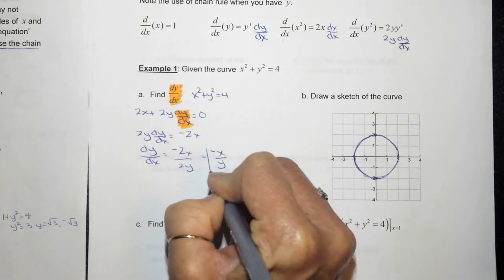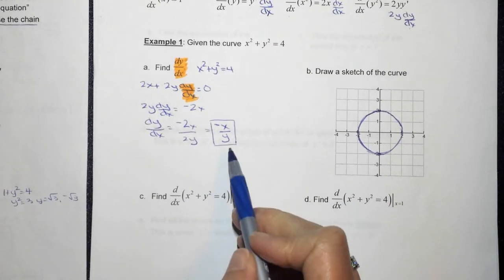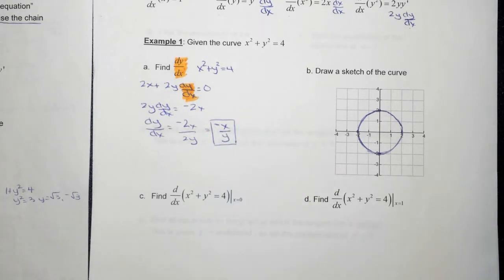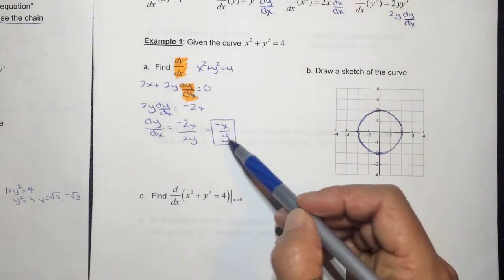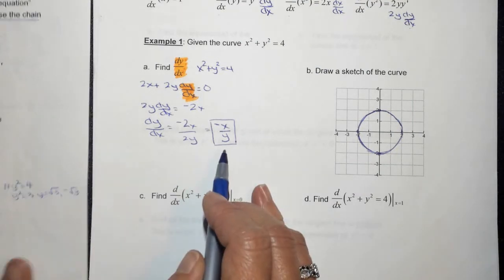Okay, so this right here is our derivative. It's dy/dx. So we can use this to find the slope of anything that we want from this curve. Now what you notice here is we actually need an x and a y, whereas before we only needed an x value. Okay, so this is our derivative.